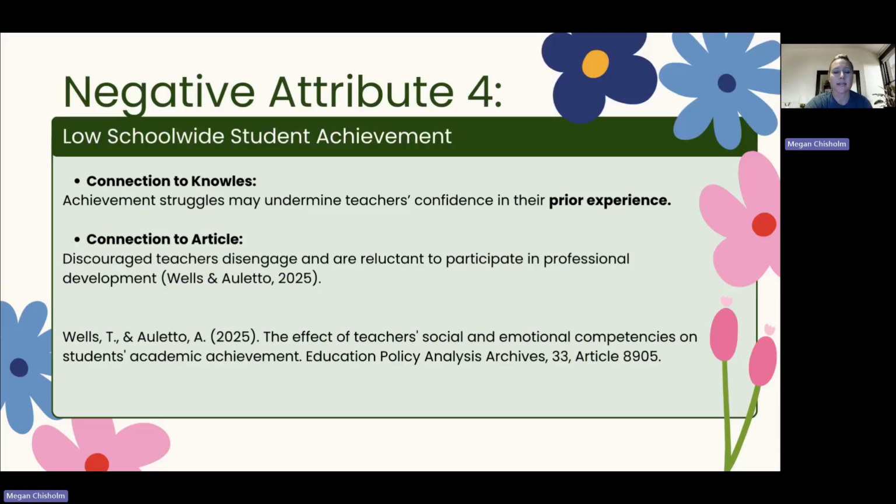And so I found an article about the effect of teacher social and emotional competencies on student academic achievement, and so how my relationships can affect students' overall outcomes. And I try to keep a positive attitude, even though I have been very discouraged in the past over some of my state test scores, even though my county test scores and my diagnostic assessments have shown tremendous growth. At the state level, we're having a harder time in our school system.